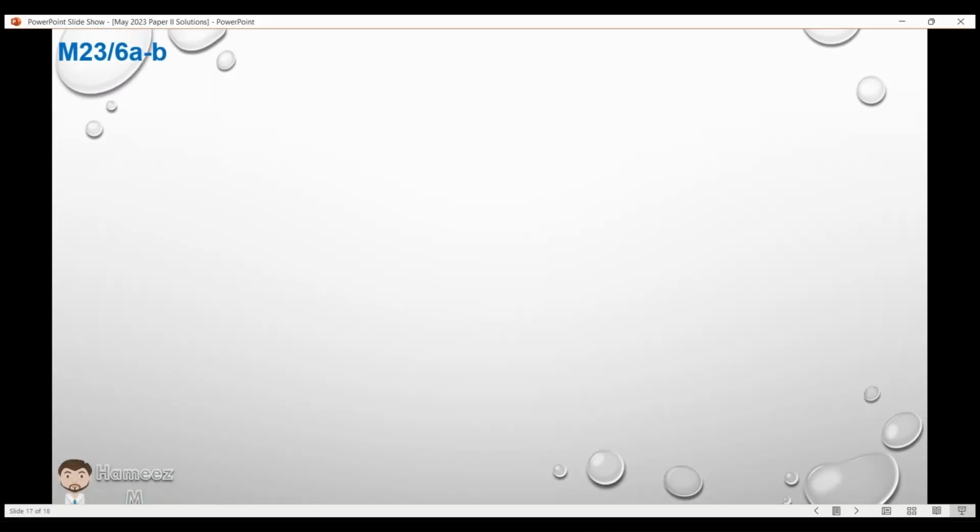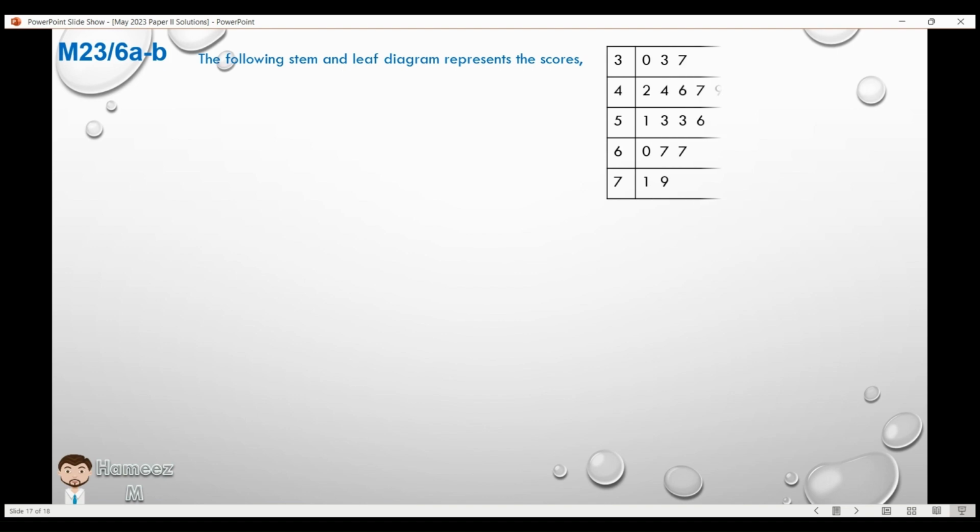May 2023, number 6, part A. The following stem and leaf diagram represents the scores. If we look at our diagram, in the first column, those values from 3 to 7 indicate a place value of tens. So that means 30s, 40s, 50s, 60s, and 70s. The second column indicates the unit values. The key shows us that if we have 4|6, it means 4 tens and 6 ones, or a place value of 46.